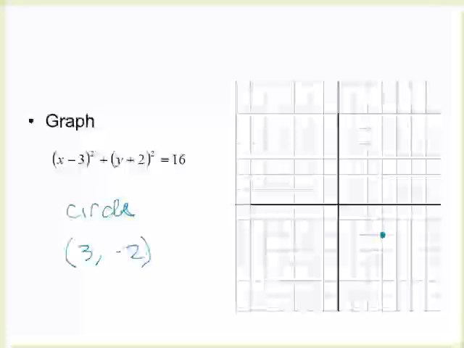Then in a circle, what we care about is the center and the radius. What's the radius of the circle? 4. The square root of the number on the other side. So from my center, I'm going to go 4 in each direction and put a dot. And then connect them with as circular of a drawing as you can manage. Mine usually look like rounded diamonds. Questions?